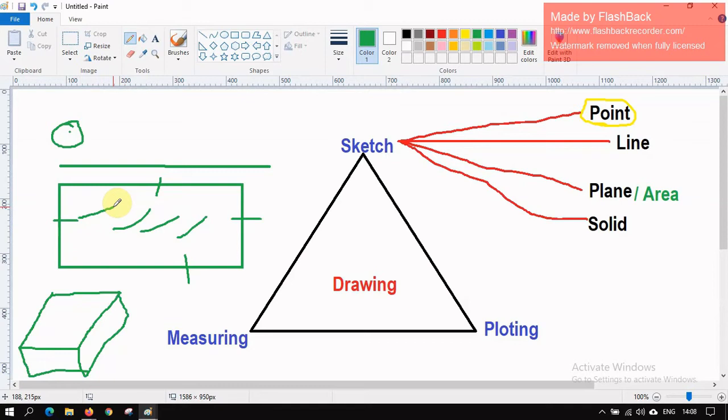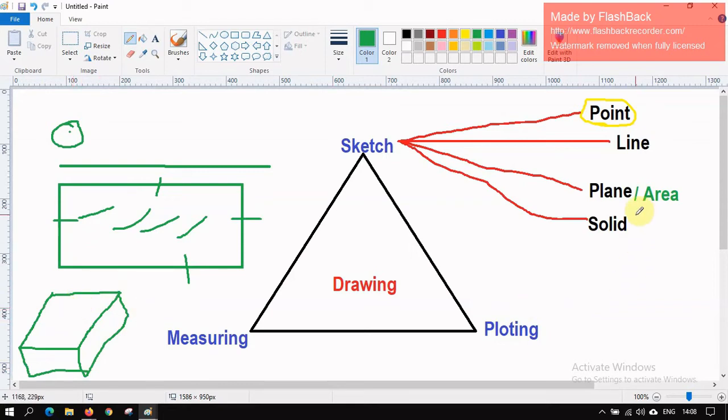It is something like that. Have you heard the saying, old wine in a new bottle? Yes, sir. So this is what is happening. This is an area which has been named as plane. Fine. Now if you join plane upon plane, it will give you a box, which is termed as a solid.